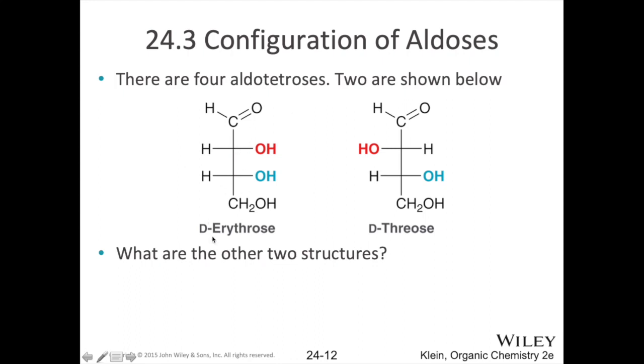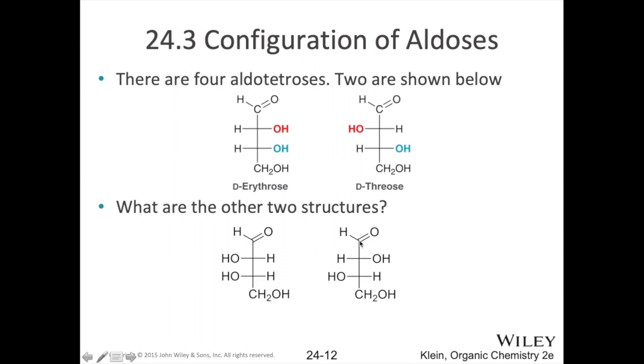So L-erythrose has both of its alcohol groups on the left. And L-threose has its alcohol groups on the right and the left, respectively. Both of these chiral centers are flipped. Okay, so there we go. So that's what that looks like.